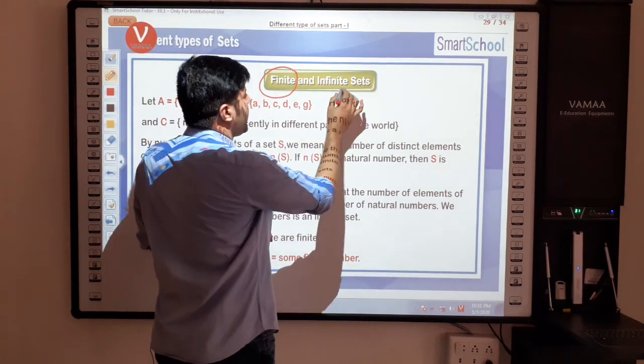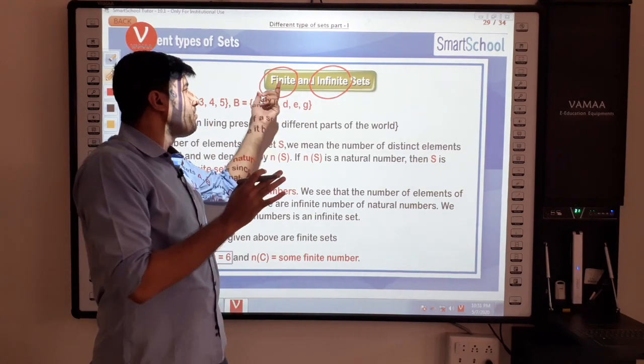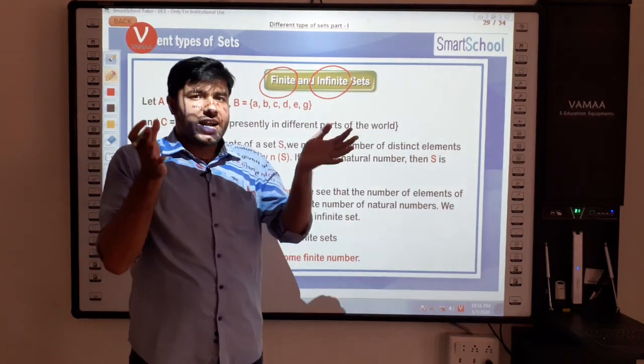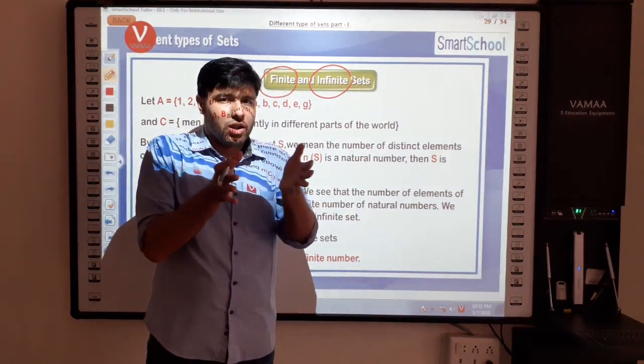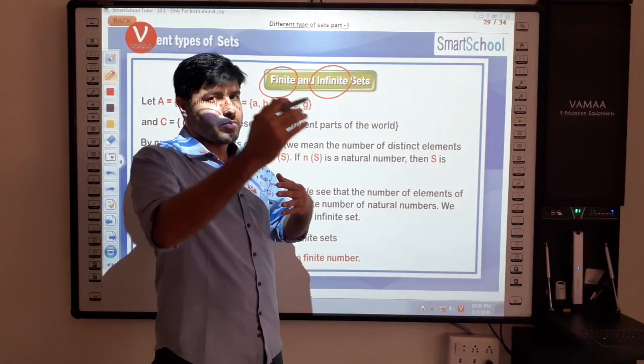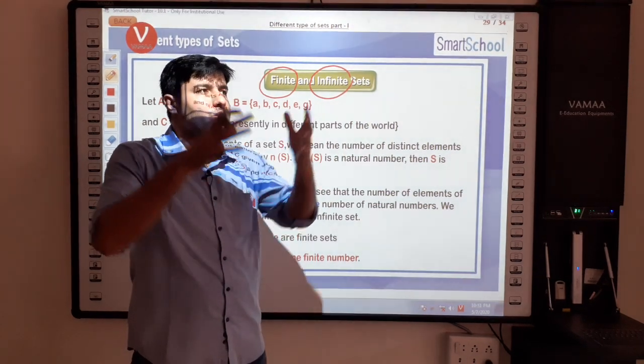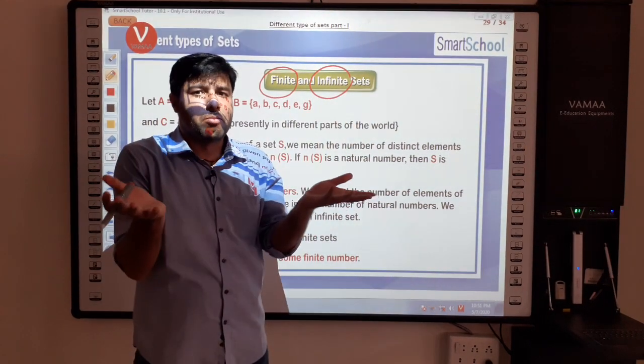This is named as a finite set and infinite set. I hope you know about the term finite and infinite. Finite means it is countable, we can count the number, and infinite means it is uncountable, meaning the number is so large, a very huge number, which is not countable by us.